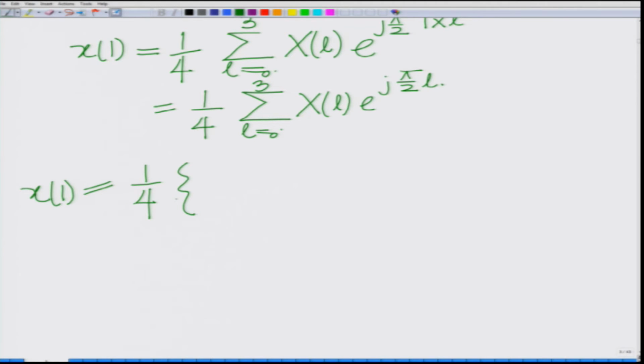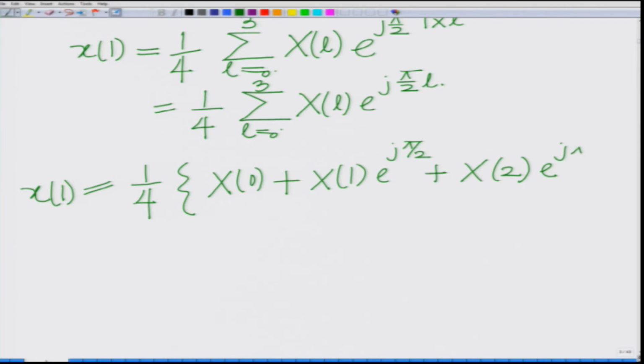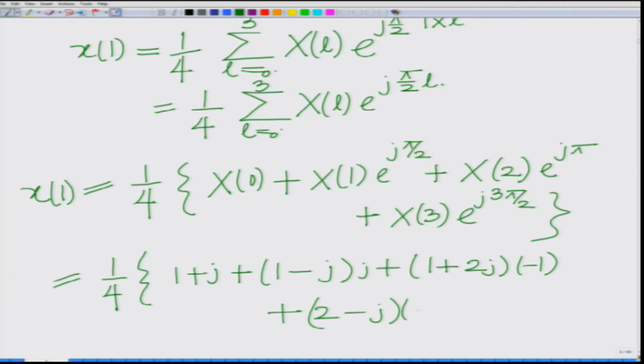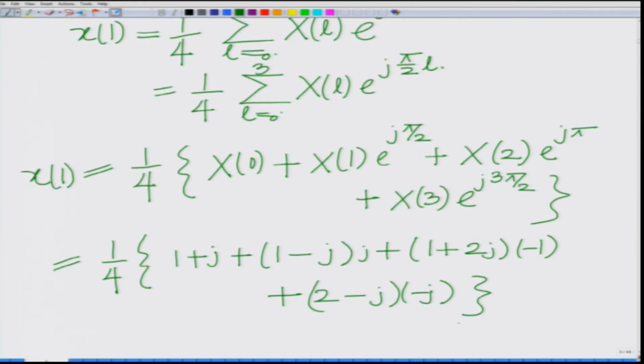I have x1 equals 1 over 4 times x0 plus x1 into e power j pi by 2 plus x2 e power j pi plus x3 e power j 3 pi by 2, which is equal to basically your 1 over 4 times 1 plus j plus 1 minus j into j plus 1 plus 2j into minus 1 plus 2 minus j into minus j, and what is this equal to?